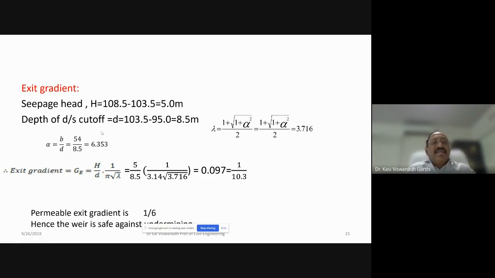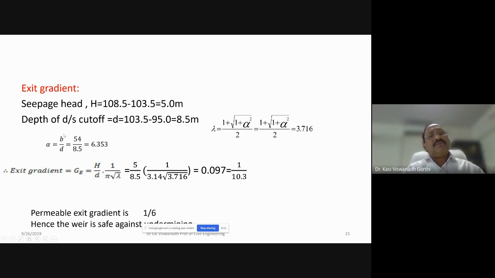Then the exit gradient has to be calculated. We know very well the exit gradient is given by the formula (H/d) × 1/(π√λ). So you need to calculate the values of H, d and λ. What is λ? λ is (1 + √(1 + α²))/2. Alpha is b by d. So substituting that, you get the value of λ. Once you get the value of λ, H and d are to be known.